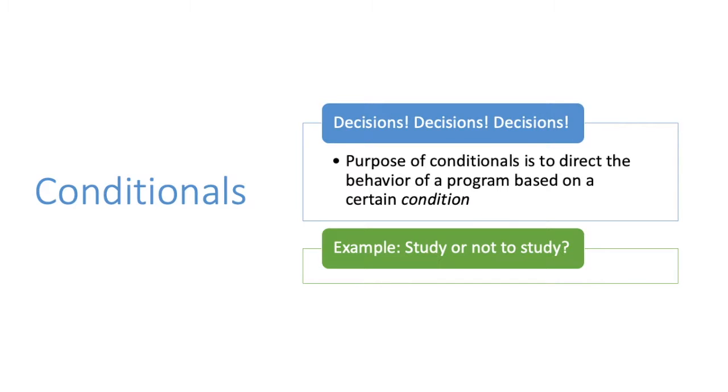For example, say that it was 7 p.m. and we were deciding between studying for our exam based on whether we needed to or not. If we needed to study, then we would open our flashcard app and start doing flashcards. Otherwise, if we didn't need to study, we would go do something else.